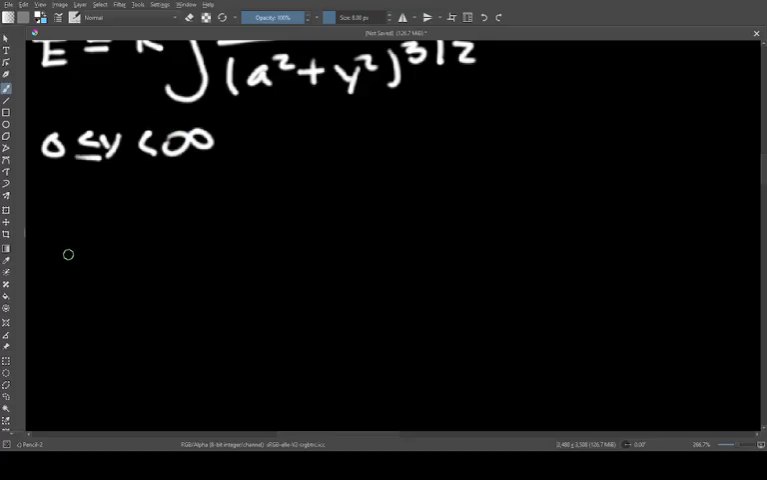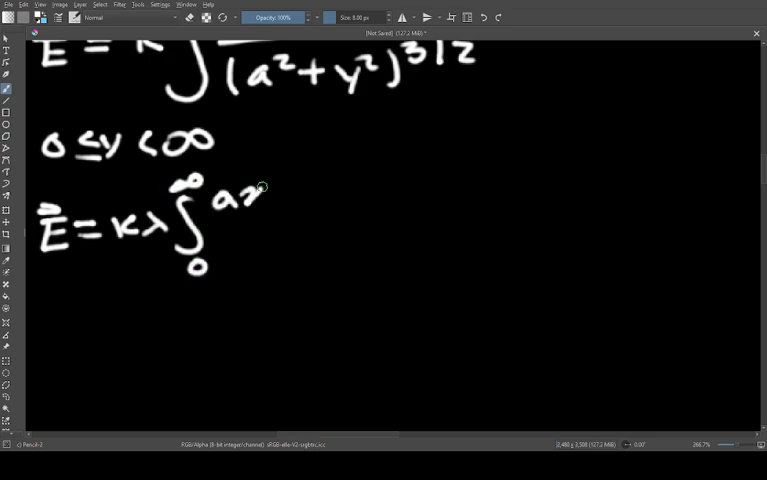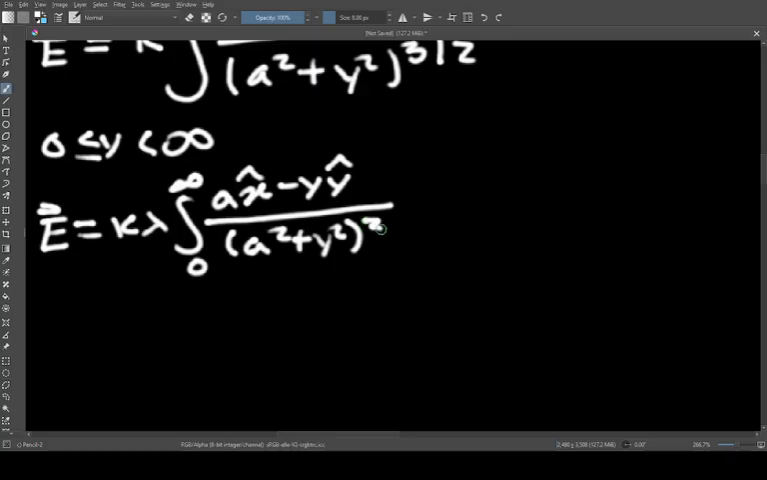So let's go ahead and write that. The electric field, E, is equal to k lambda times the integral from 0 to infinity of (a x-hat minus y-hat) over (a squared plus y squared) to the power of 3/2 dy.